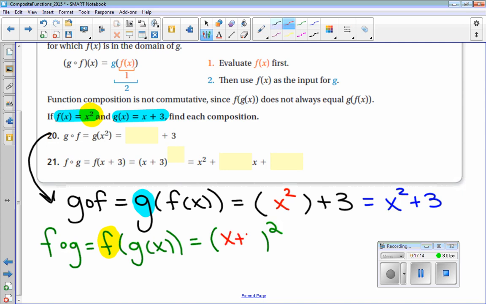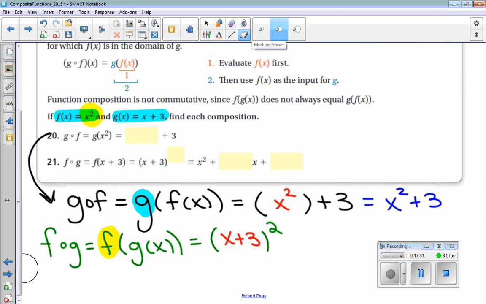Oh, so x squared. Well, we have to FOIL it. It's not x squared plus 9. It's x squared plus 6x plus 9. Because you've got to multiply it, you've got to FOIL it. But before we jump ahead to that, let's make sure we understand what I did first.